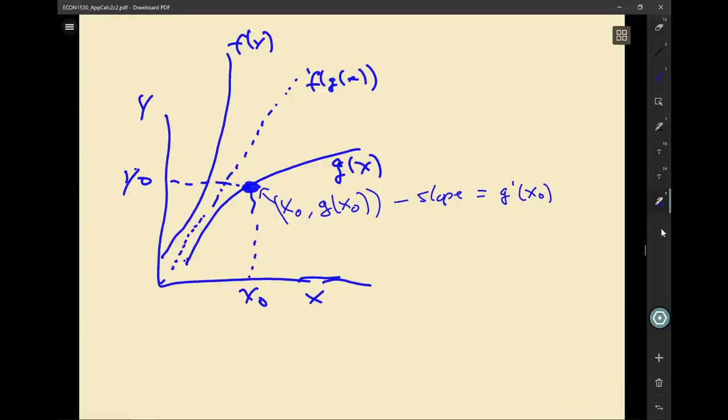What's its corresponding inverse? Well, it's going to be somewhere over here. What's that coordinate going to be? Well, it's going to be g of x naught, comma, x naught. So the y and the x-axis switch. And the slope here is going to be, let me write this as, 1 over f prime of y naught.